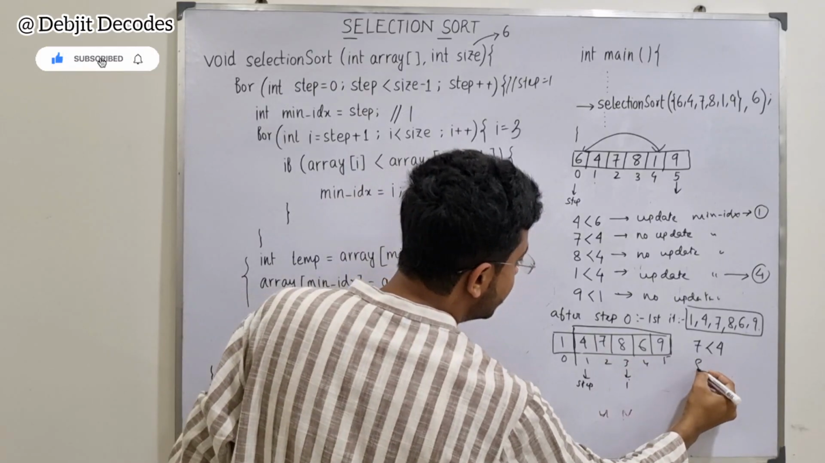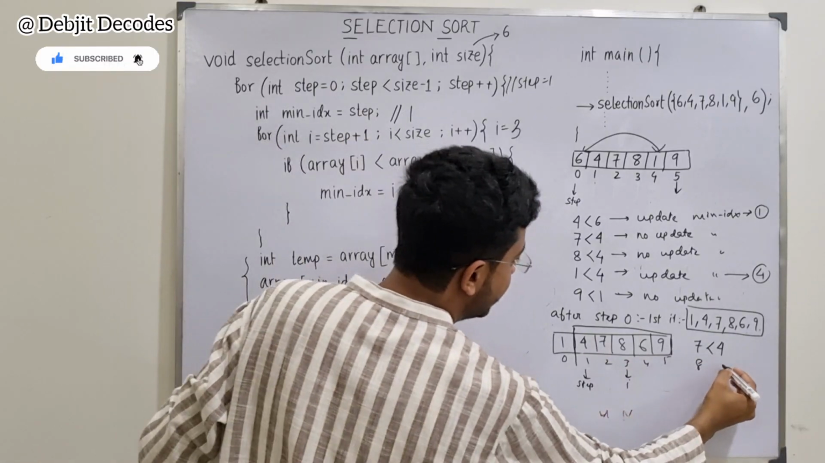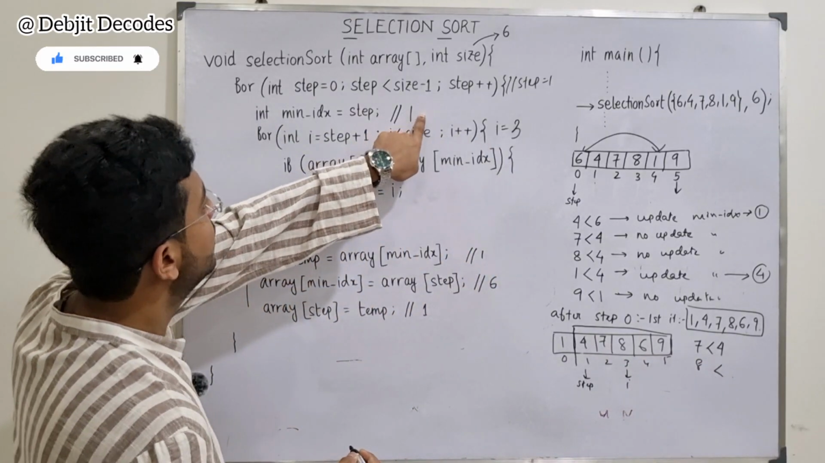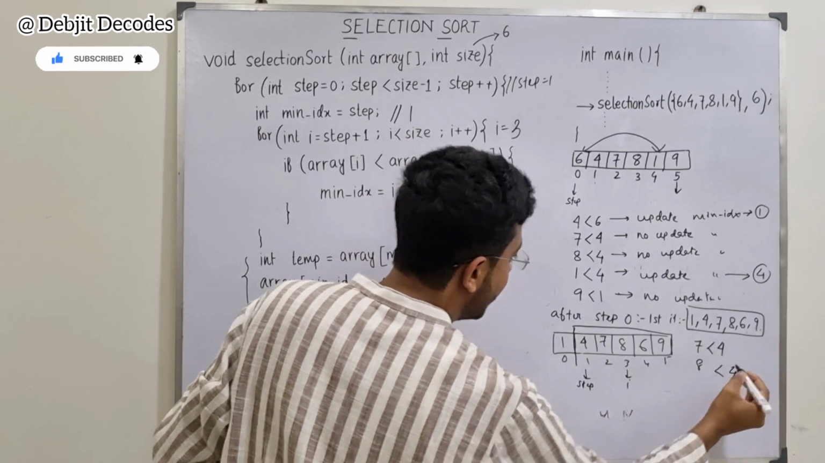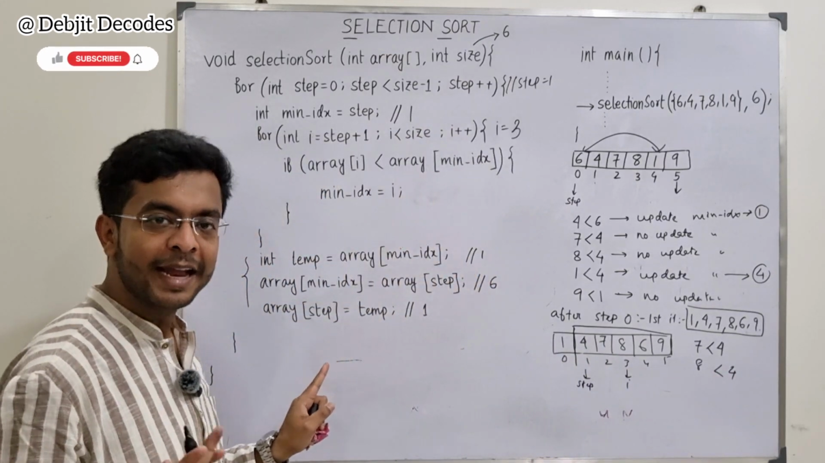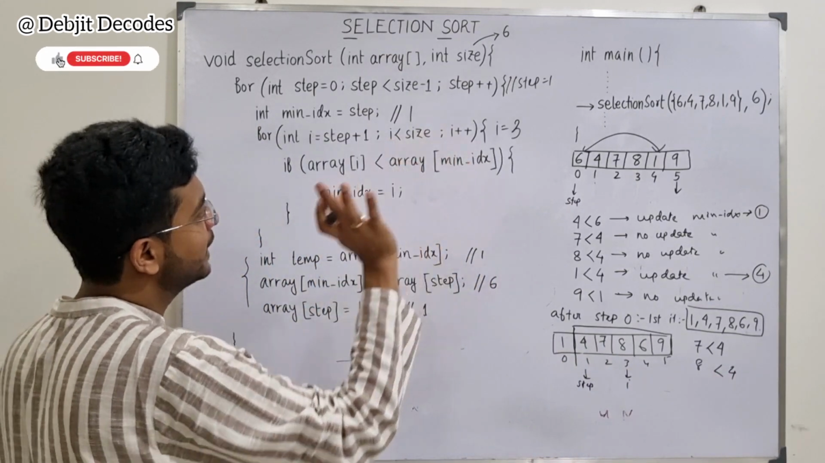Array of I is 8, is it less than array of min index? Who is that min index? Min index is 1, so 4. Again not satisfied, right? So it is not going inside this one again.